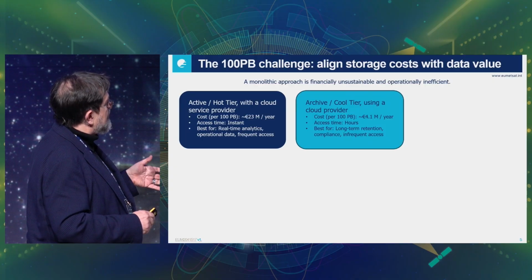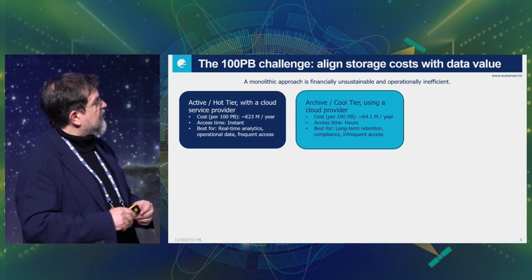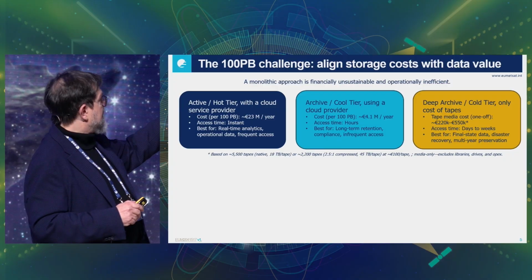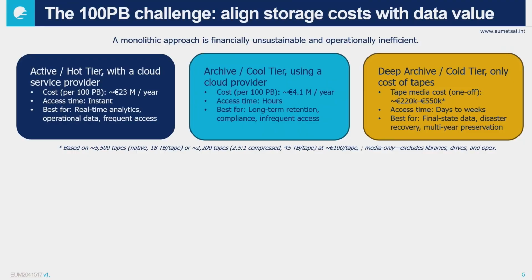And now, let's think about what it means to store on tape, for example, for a deep archive. An LTO tape, uncompressed, can hold up to 18 terabytes. With a 2.5 to 1 compression, you can store 45 terabytes. So to store 100 petabytes, you need from 2,000 tapes to more than 5,500 tapes. The cost of one tape is about 100 euros, street price. So it costs you from 200,000 euros to 500,000 euros. The access time is days to weeks, and it's best for digital preservation.